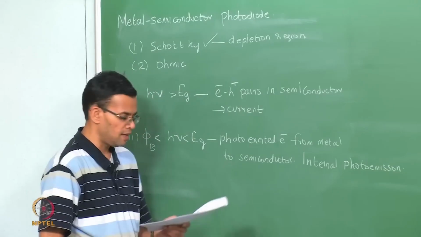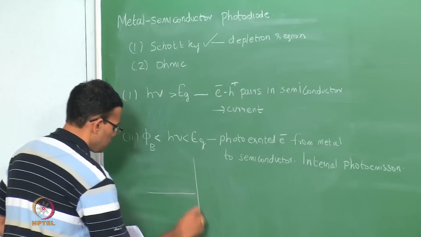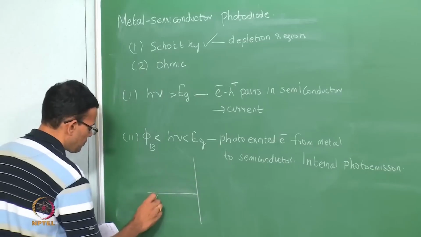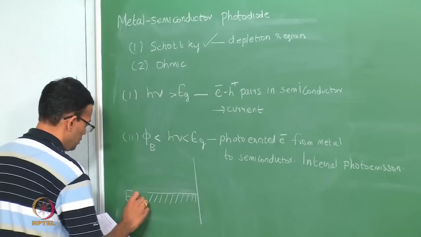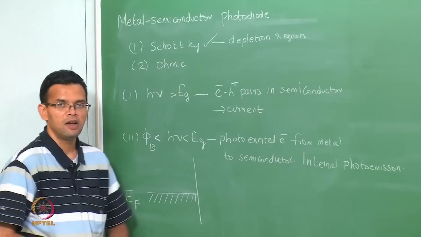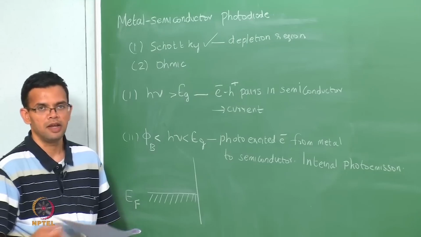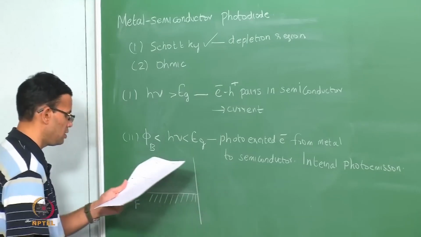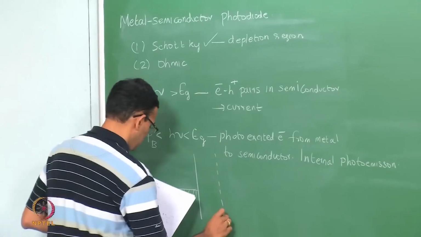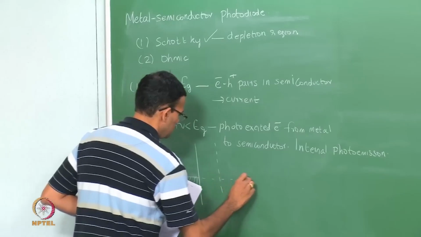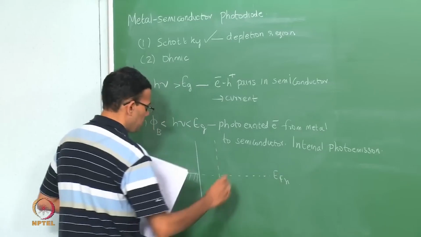So, consider the example of a Schottky junction in equilibrium. This is my metal side, with its Fermi energy EF. We have seen earlier that a Schottky junction is formed when the work function of the metal is greater than the work function of the semiconductor. We have a depletion region. If my semiconductor is n type, that is my Fermi energy.